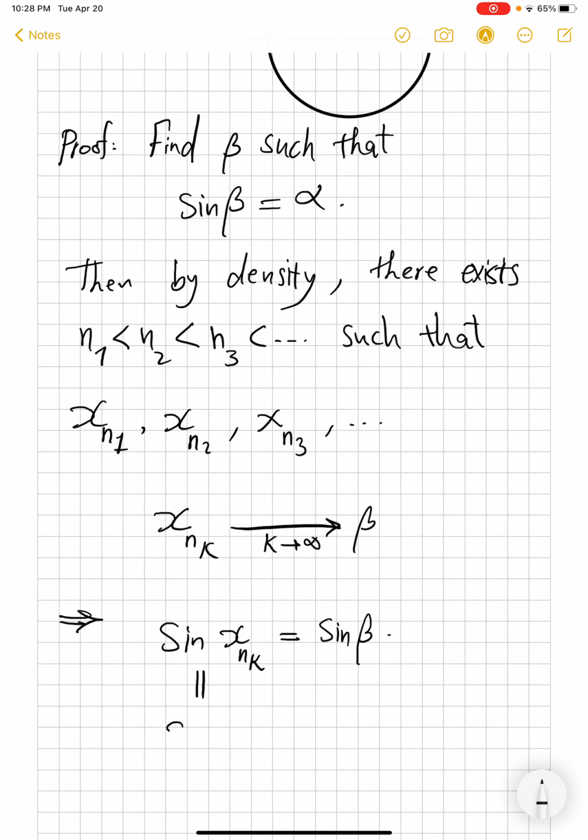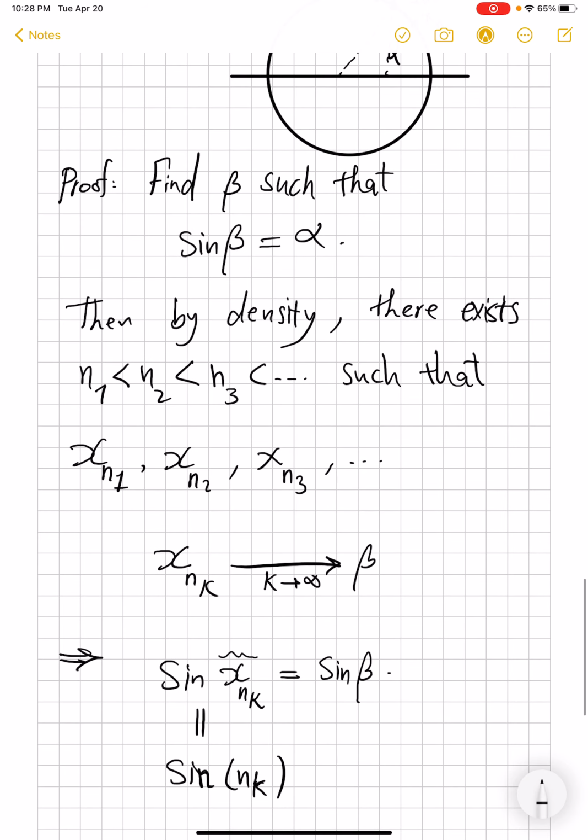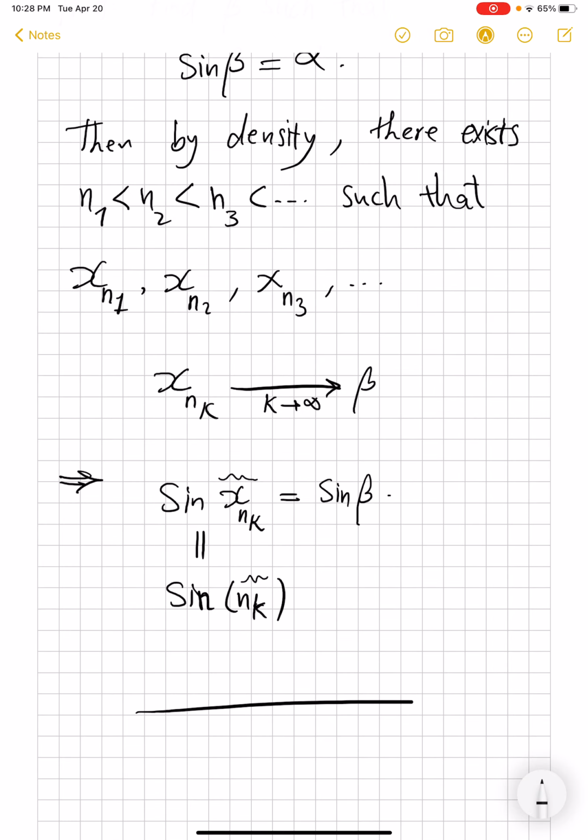But this guy here is just sine of nk. So here I'm kind of cheating. I'm using x and k to represent the corresponding angle to nk on the circle. So we know that the nks themselves do not converge to anything. This is a sequence of natural numbers, so there's at least a gap of 1 between them. So they do not converge anywhere.